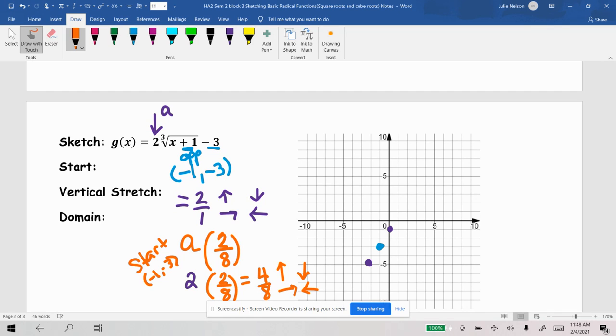So from that blue dot, I'm going to go up 1, 2, 3, 4, right 1, 2, 3, 4, 5, 6, 7, 8. And then down 1, 2, 3, 4, left 1, 2, 3, 4, 5, 6, 7, 8.